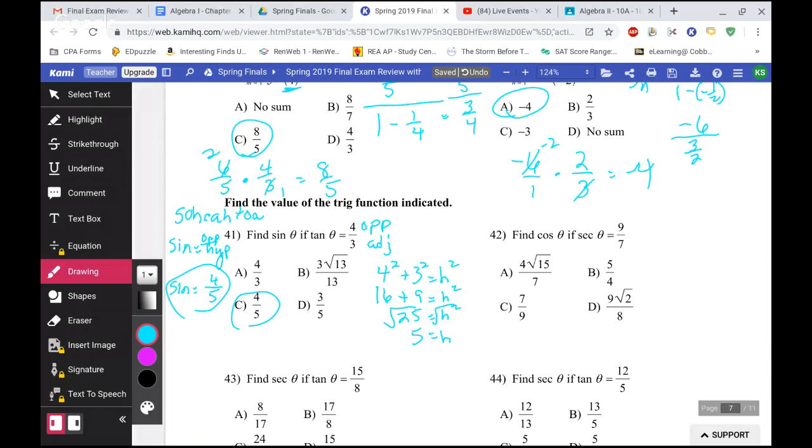You would basically do the same thing. I'm going to go ahead and do 42 because you've got that secant, which we know is the same thing as 1 over cosine, or the inverse of cosine. If it's the inverse of cosine, all you have to do is flip this. So number 47 is 7/9.